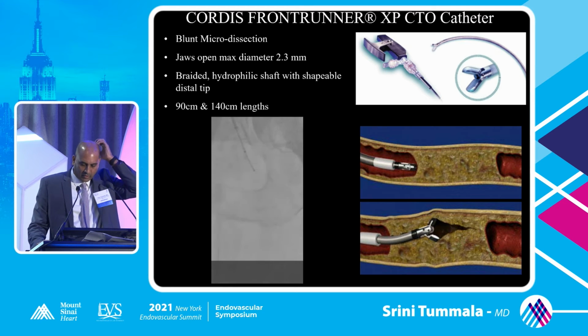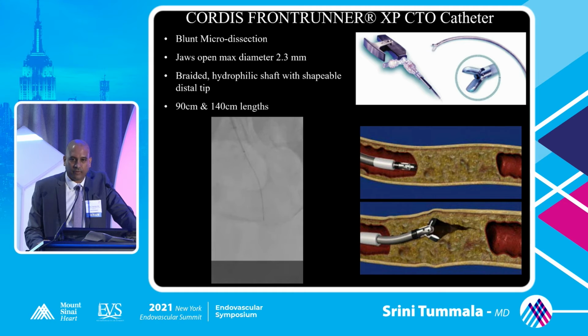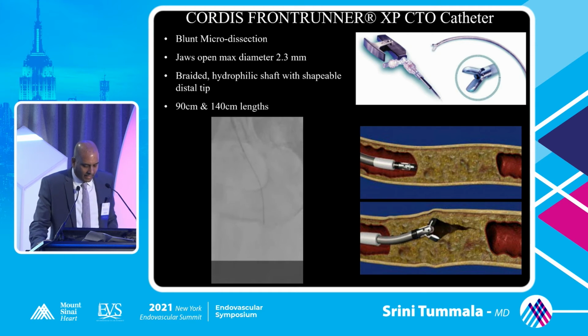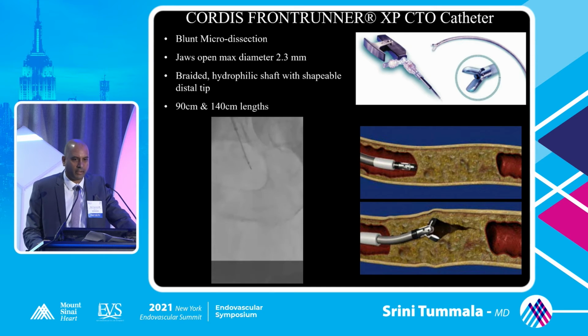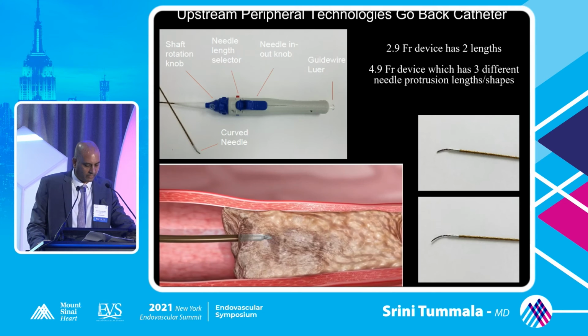Obviously, there's the Front Runner catheter, which basically is a small device that has jaws at the end. It can be shaped. It opens 2.3 millimeters in diameter, and you can see it creates blunt microdissection. You can see in this video, and I sped this up, so I don't typically push it this fast, but you can see that it can basically create a microchannel within a CTO, which then would allow you to get through and through access with a guide wire.